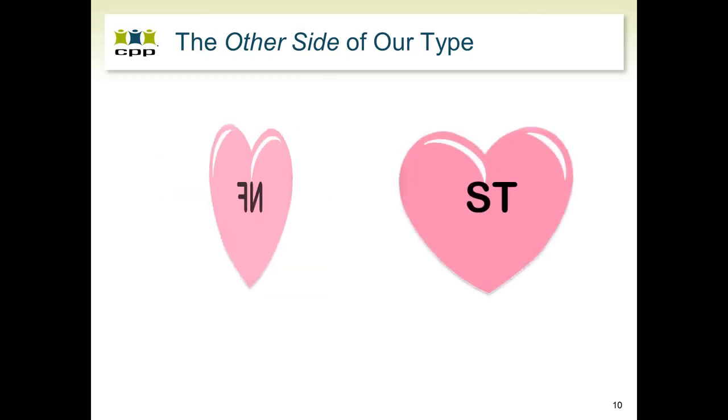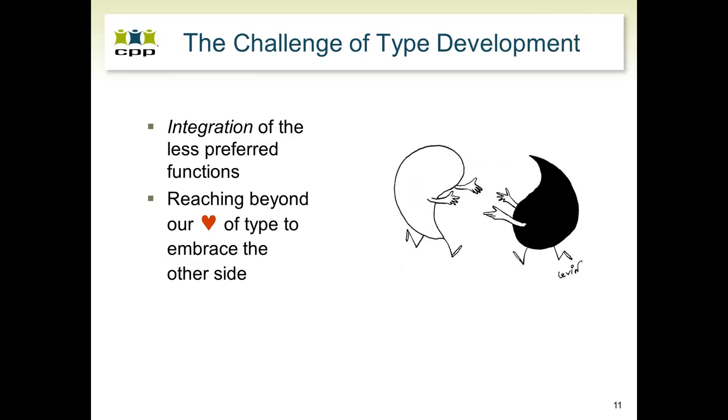Today we're talking about the other side of our type, the opposite poles of the middle two letters in the type code. So ST would be the opposite of the NF that you saw first. They're the opposite of our heart of type. And the opposite poles from the heart of our type can either enrich our lives or, of course, sabotage us when we're under stress. The challenge of type development is what Jung referred to as integration, embracing the functions that are the opposite of our heart, consciously accessing them when appropriate so they don't sabotage us or control us.